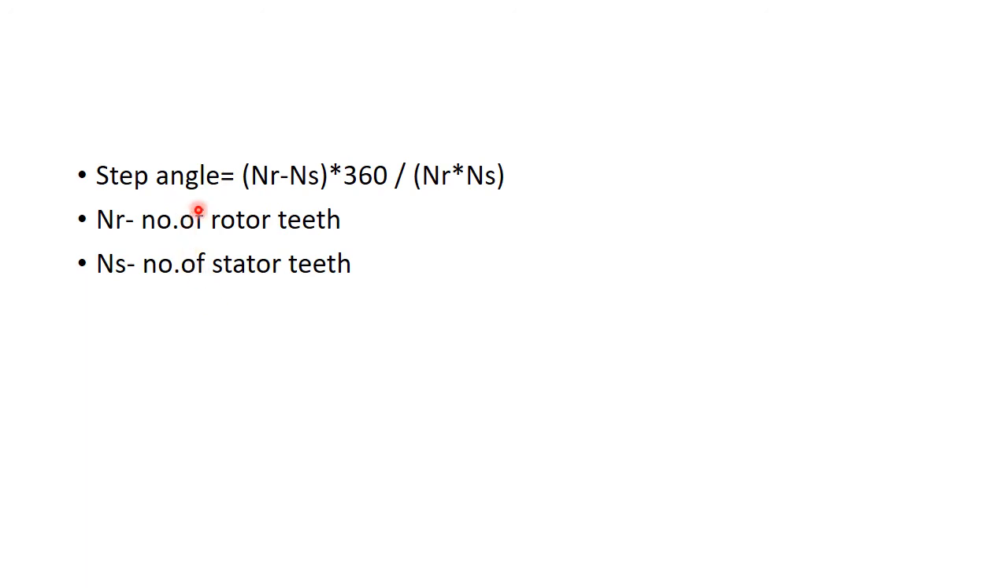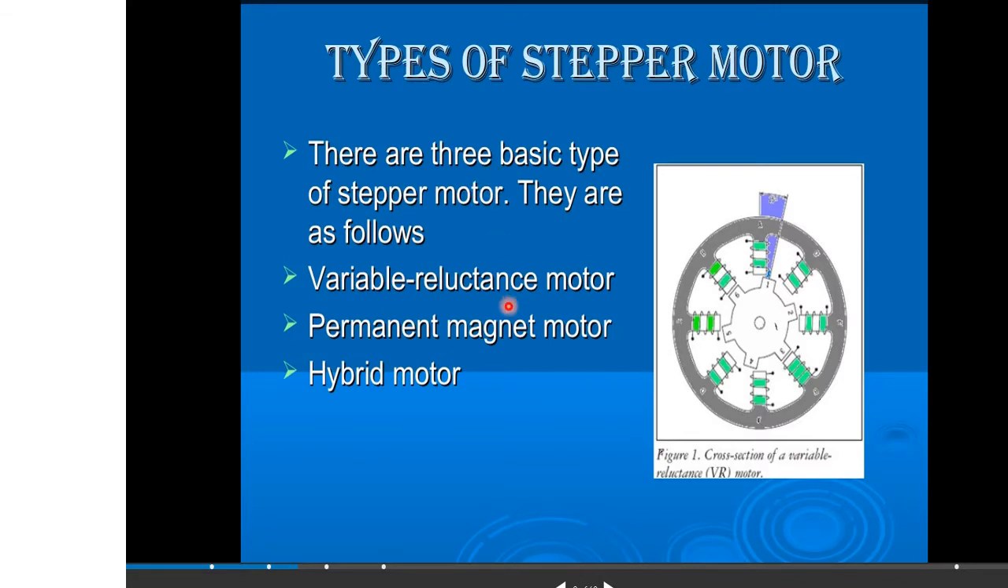We have one more formula for the step angle, based on rotor teeth and stator teeth. In the earlier formula we considered rotor and stator phases, but here it is rotor teeth and stator teeth. The formula is (nr minus ns) into 360 divided by nr into ns. The types of stepper motor are: variable reluctance motor, permanent magnet motor, and hybrid motor.